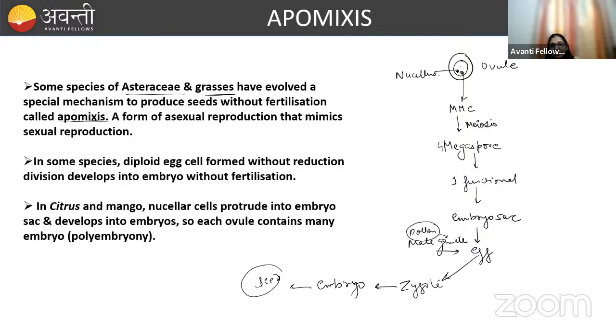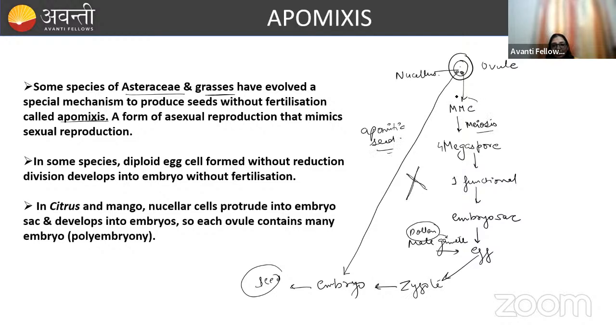But if these cells of the nucellus, instead of forming the megaspore mother cells, directly form the embryo, and this whole process is not taking place, because this process includes reduction and fertilization. Both processes are not taking place and the nucellus cells are directly forming the embryo, then the seed formed is known as an apomictic seed. And the process is known as apomixis.